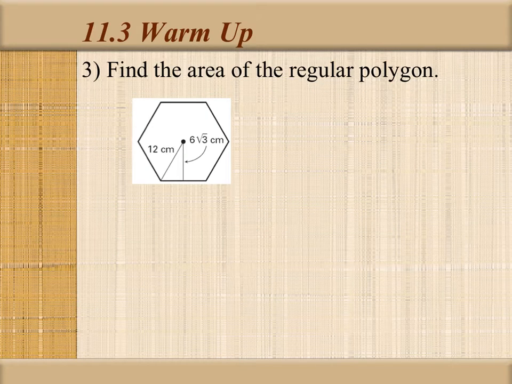Okay, number 3, find the area of the regular polygon. Again, same formula. So A equals 1/2 A N S. On this shape that I've got here, what's the number of sides? 6. That's a hexagon, right? The length of each side is unknown so far. But I do know apothem is 6√3.